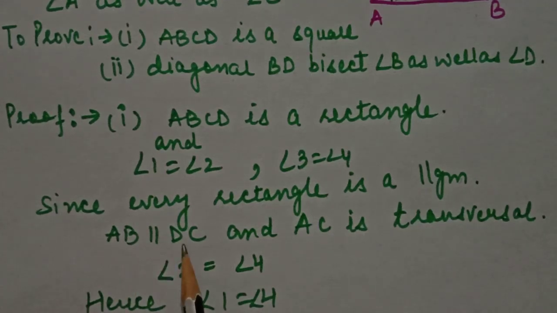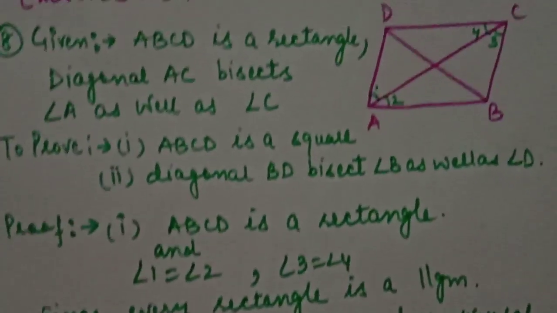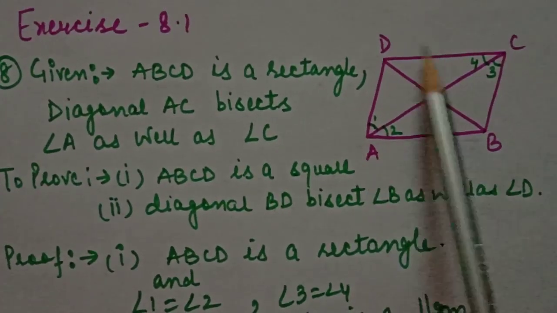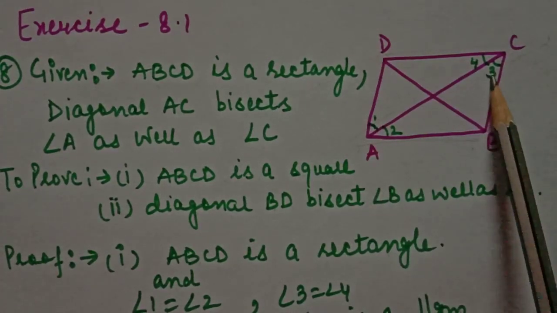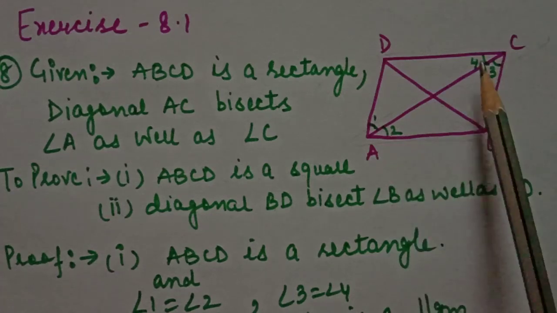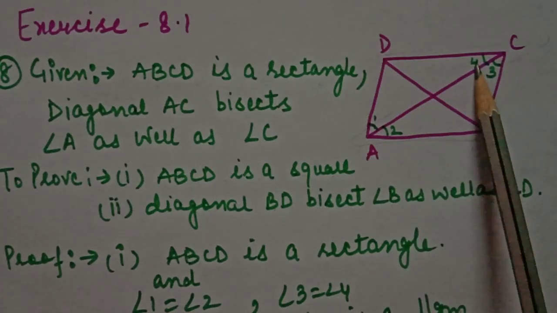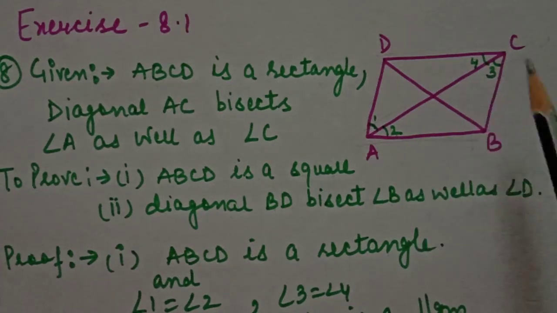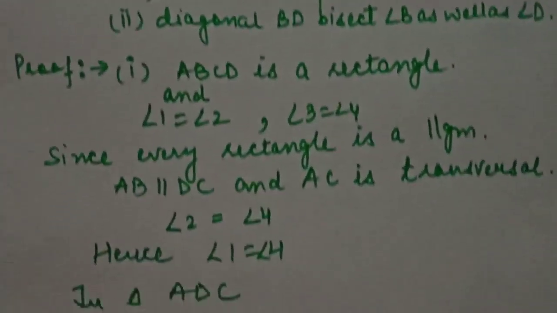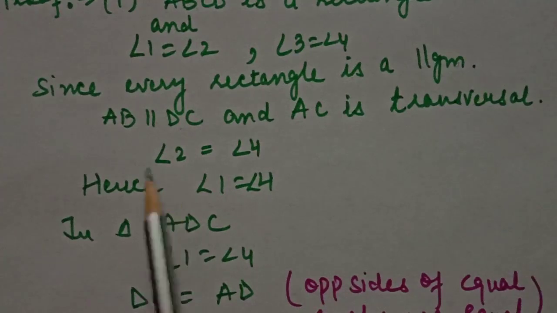AB is parallel to DC because ABCD is a parallelogram, and AC is a transversal. If AC is a transversal and AB is parallel to DC, then angle 1 is equal to angle 3, alternate interior angles, and angle 2 is equal to angle 4, alternate interior angles. But angle 1 and angle 2 are equal to each other, and angle 3 and angle 4 are also equal to each other. So what will happen?